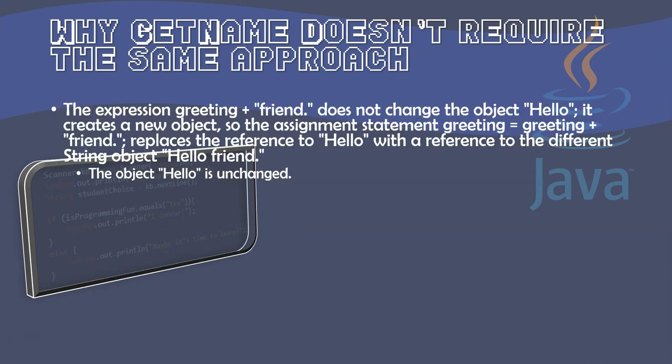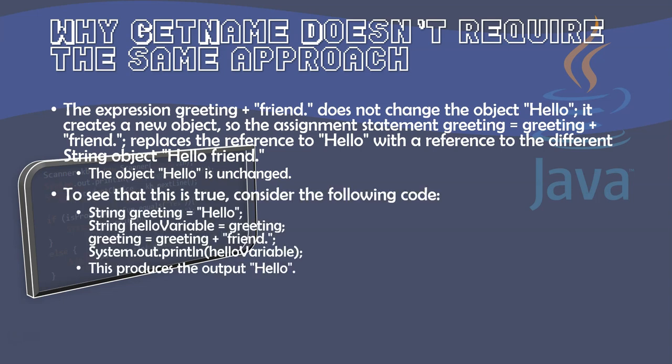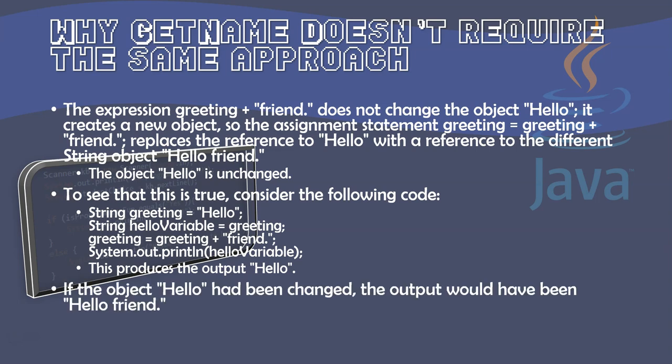The expression greeting + friend does not actually change the object Hello. Instead, it creates a new object, so the assignment statement greeting = greeting + friend replaces the reference to Hello with a reference to the different String object Hello friend. Therefore, our object Hello is unchanged. And if you want to see if this is true, consider the following code. String greeting = "Hello"; String helloVariable = greeting; greeting = greeting + " friend"; and if we do a System.out.println of helloVariable, we're simply going to get the output Hello. If the object Hello itself had been changed, the output would have been Hello friend.